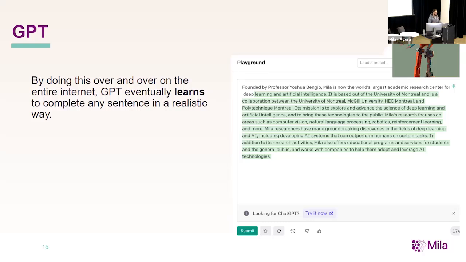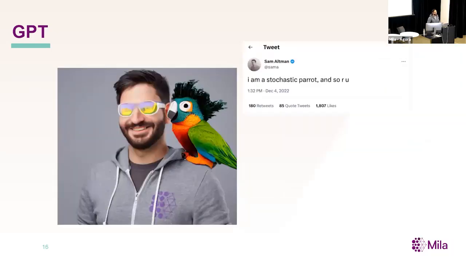So essentially at its core, GPT is just a mechanical parrot. And that's something you should remember as well when you're interacting with these systems. Now, that being said, there is something to be said about just being a mechanical parrot, or a stochastic parrot.